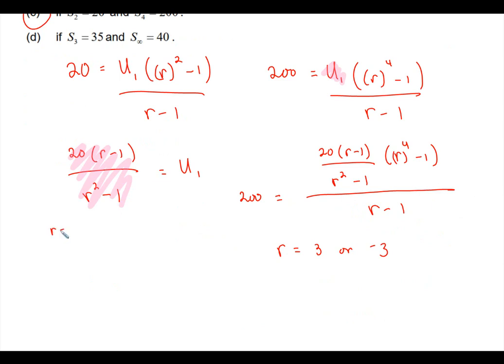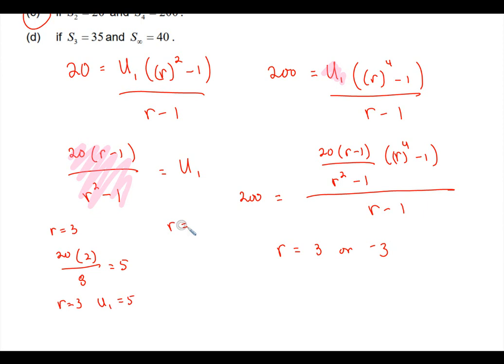So when R is equal to 3, we would have 20 times 3 minus 1 is 2, divided by 3 squared is 9 minus 1, which is 8. So we would end up with 20 divided by 4, so we get 5. So when R equals 3, U sub 1 is equal to 5.